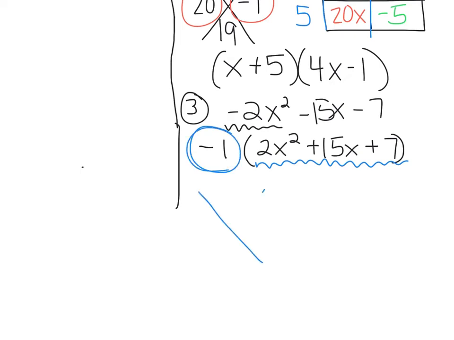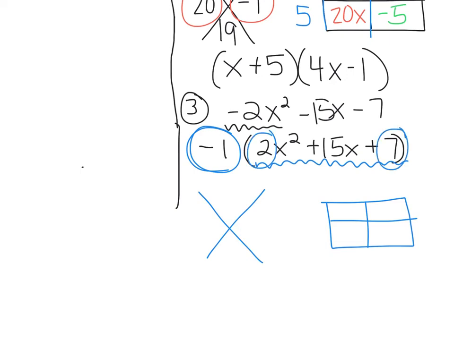So I'm going to make my X and my box. All right. My A and my C go on top. So 2 times 7 is 14. 15 goes on the bottom. Ooh, that'll be an easy one. 14 and 1. So my first term goes in my first box. My last term goes in my last box. And then 14x and 1x make my 15x.